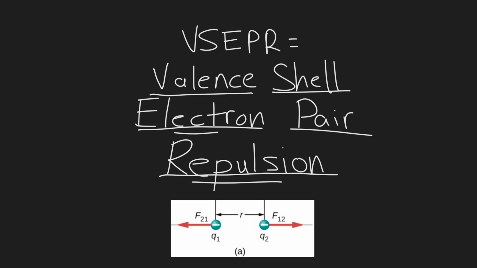Coulomb's law tells us that negative charges or like charges will repel each other. How much they repel each other depends on the magnitude of the charge and the distance between the charges. That will determine the force.